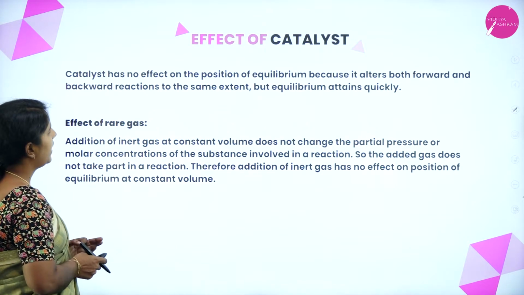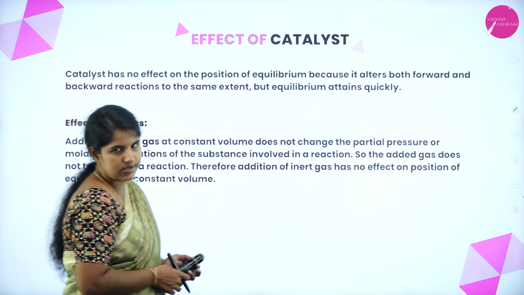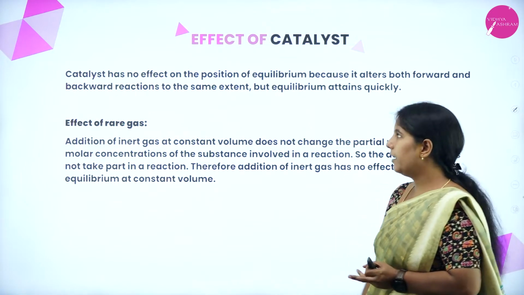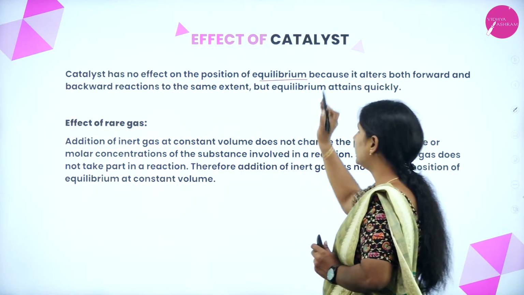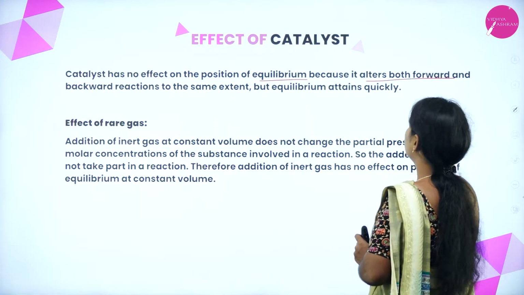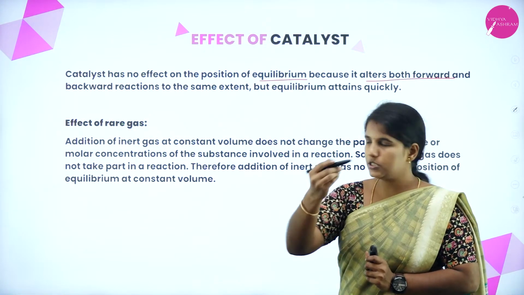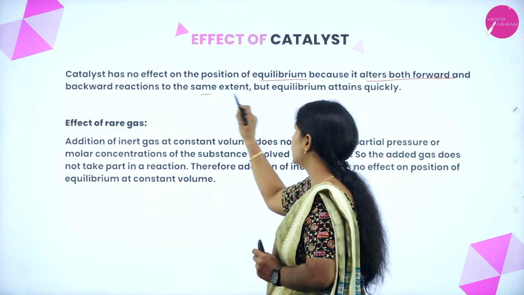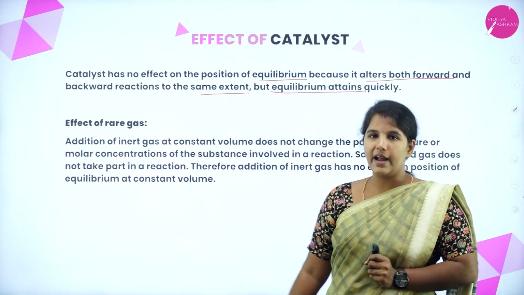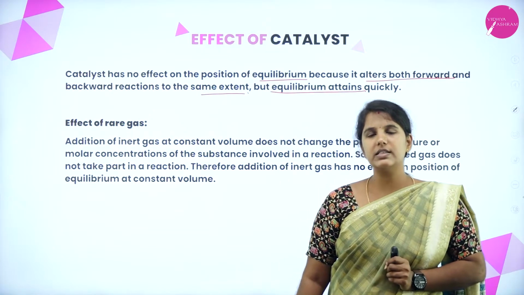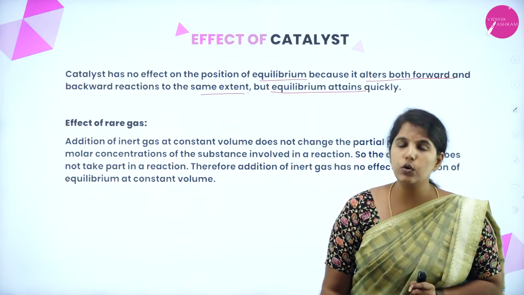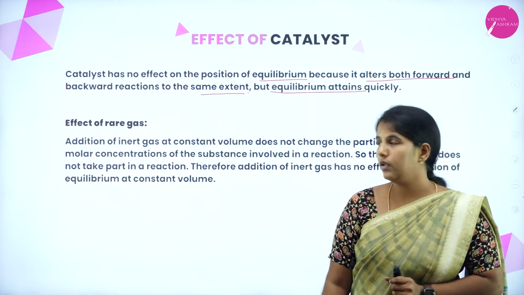Okay. Next we have the effect of catalyst. Usually the catalyst has no effect on the position of the equilibrium because it alters both the forward reaction as well as the backward reaction to the same extent, but equilibrium will be attained quickly. That is why we can say that the catalyst has no effect on the equilibrium.